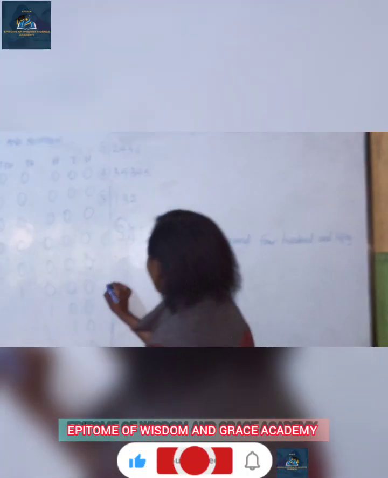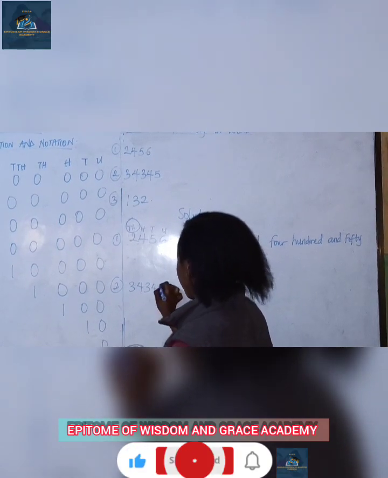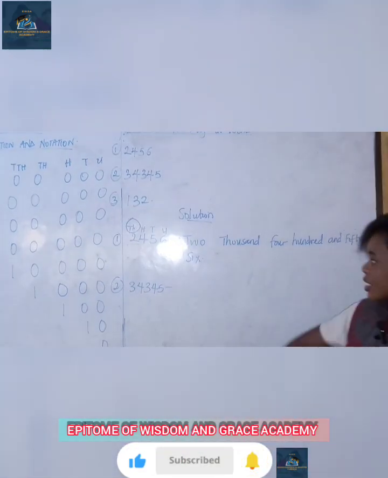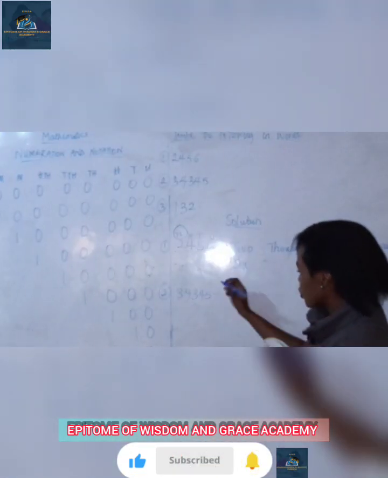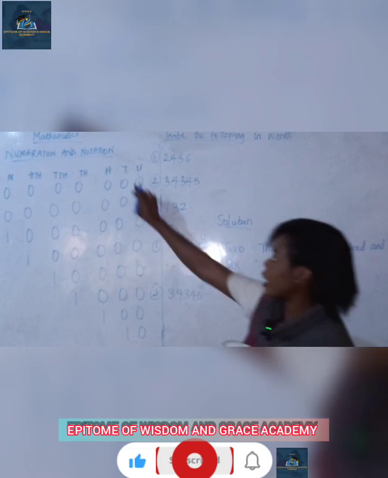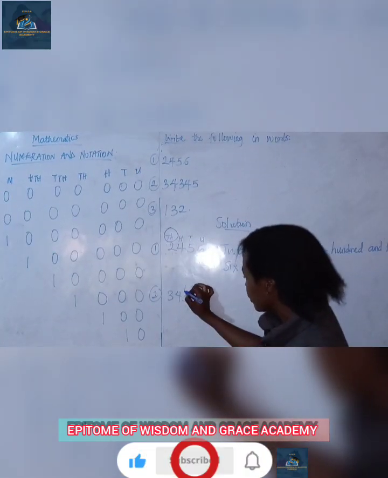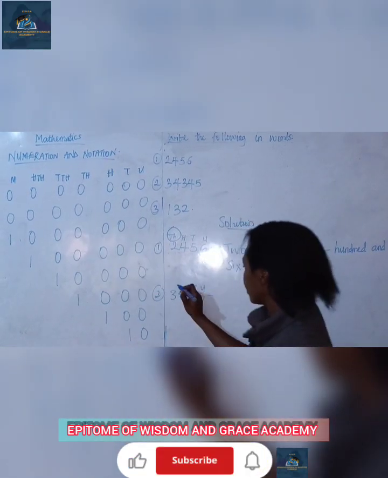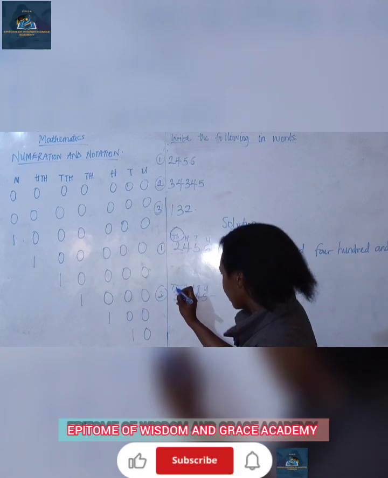Okay, this is number 1. Continue by going to number 2. We are given 3, 4, 3, 4, 5. Just like the first one, we do it in the same pattern. We're going to continue by writing our units. After units, you write your what? Tens. Okay. Then the next part is the hundred. Next part is the thousand. And the next part is tens of thousand.